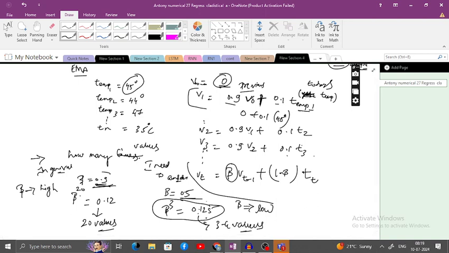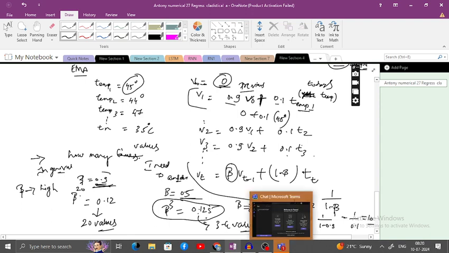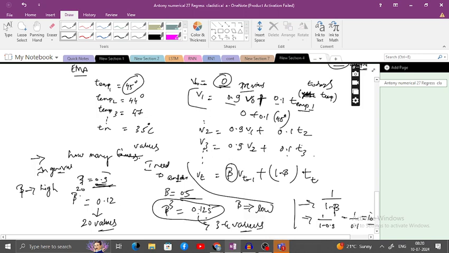Okay, how we are going to do this: there is one more terminology called 1 by 1 minus beta. See here, for example, 1 divided by 1 minus 0.9. How much is 1 minus 0.9? 0.1. 1 by 0.1 is how much? 10, sir, it's 10. So you will consider 10 values if beta is equal to 0.9.